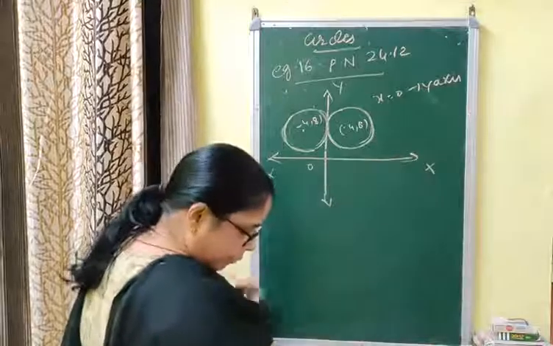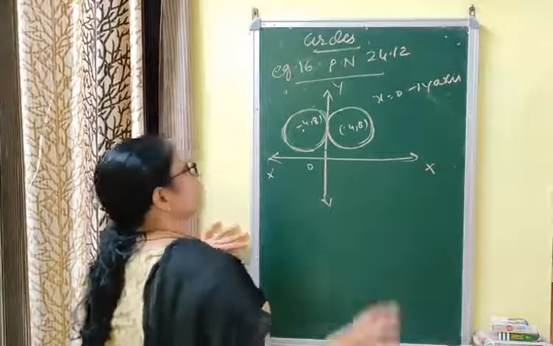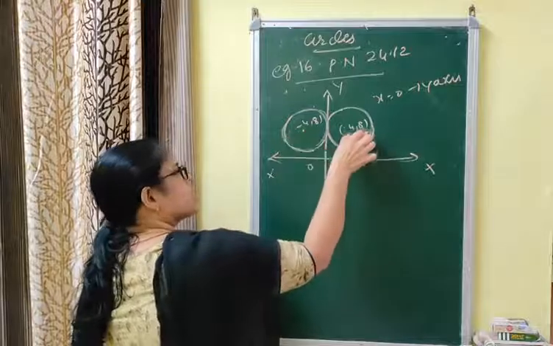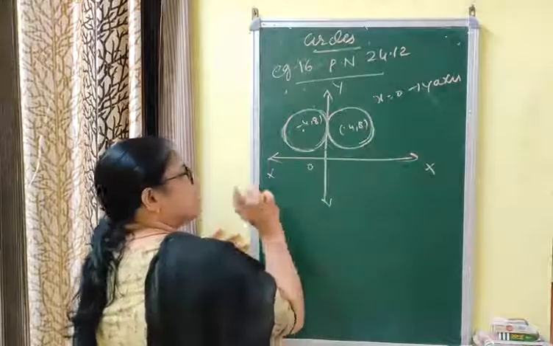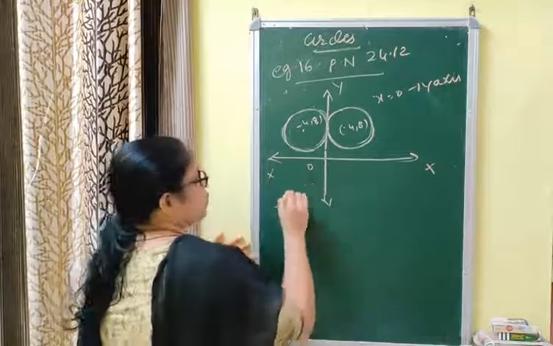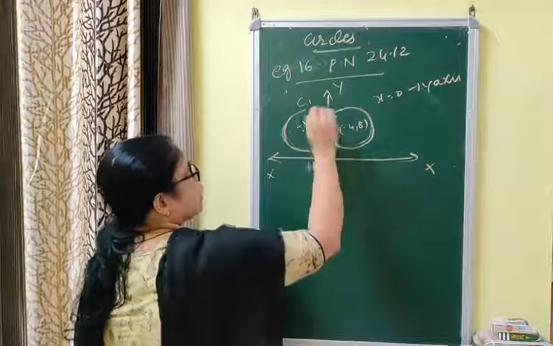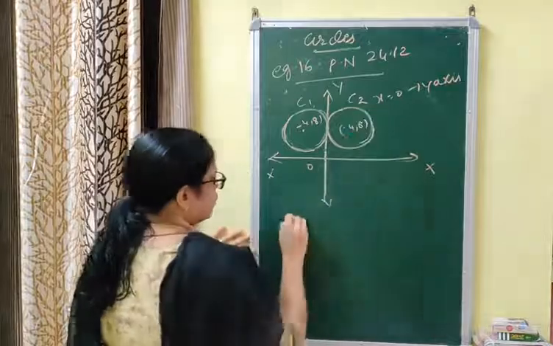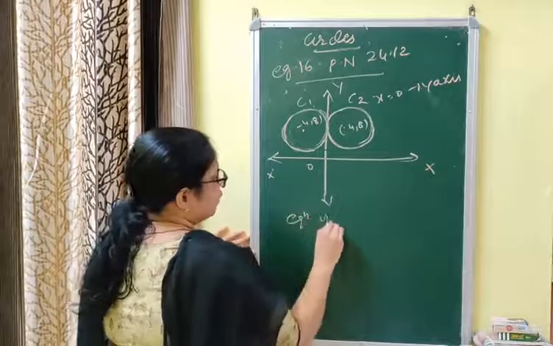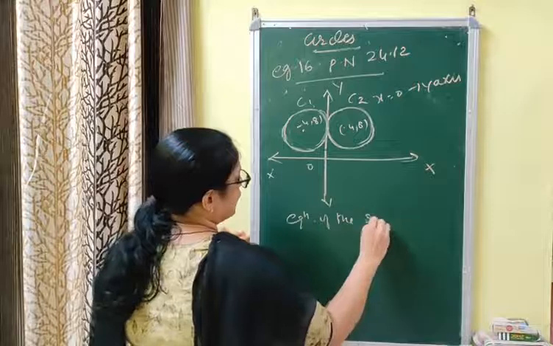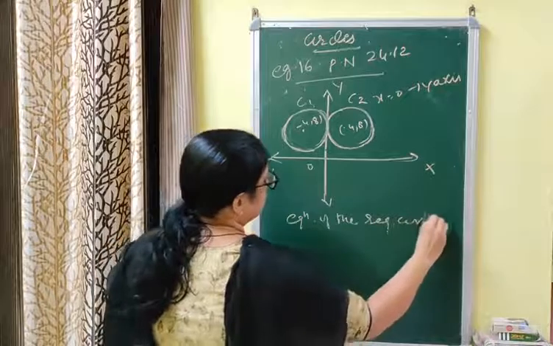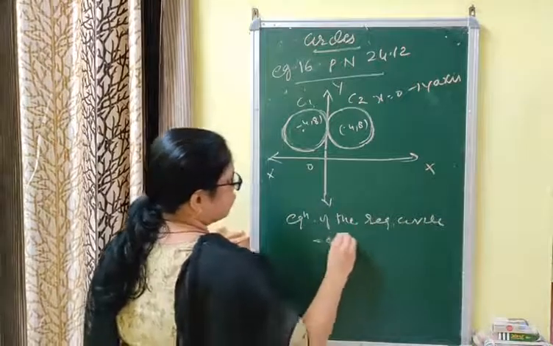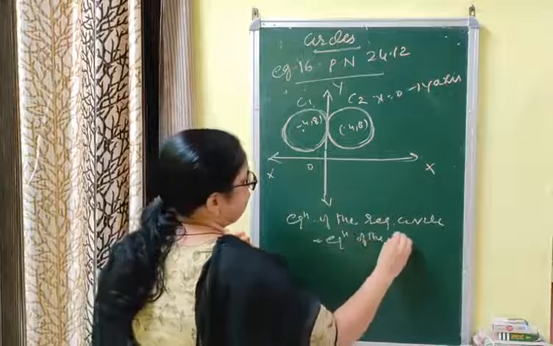Now again by the same thing, since this is on the left side and this is on the right side, only the center will change and the radius will remain the same. Therefore, this is the equation of circle C1, and this is the equation of circle C2. You have to find the equation of the circle C2. Now the equation of the required circle is equal to the equation of the circle C1.